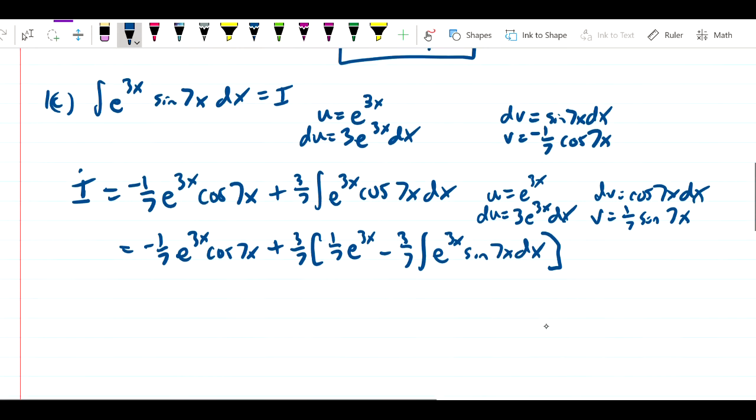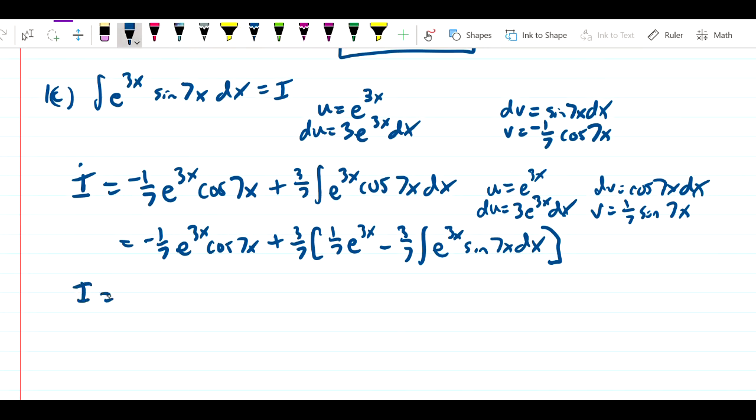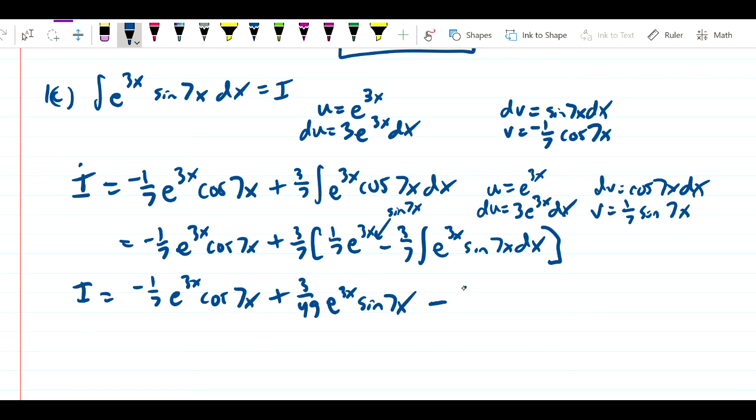There we go. So now that gives us I equals negative 1/7 e to the 3x cosine 7x plus 3/49 e to the 3x. Oh, sorry, I forgot there's a sine 7x in there. E to the 3x sine 7x. And then we have minus 9/49 integral of e to the 3x sine 7x, which is just I itself.